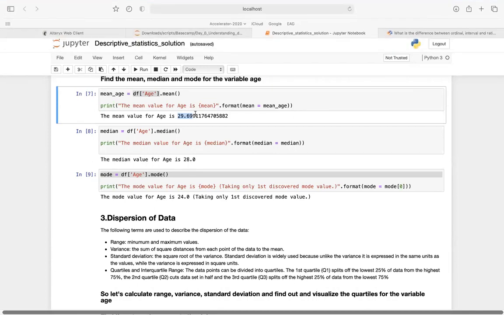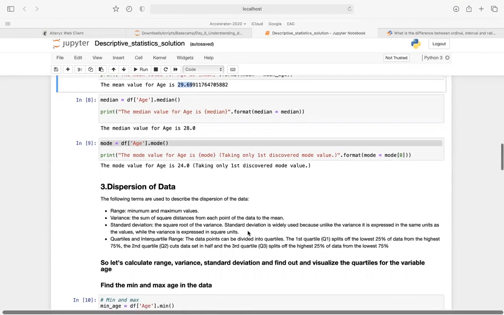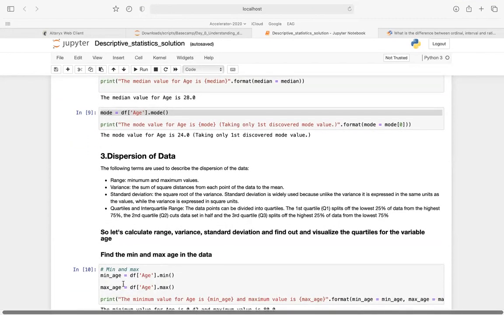All right, let's look at how we can do it. So the minimum and the maximum I can easily find out using the same mechanism as df column age dot min, df column age dot max, right? So using these two inbuilt functions, I get min and max.